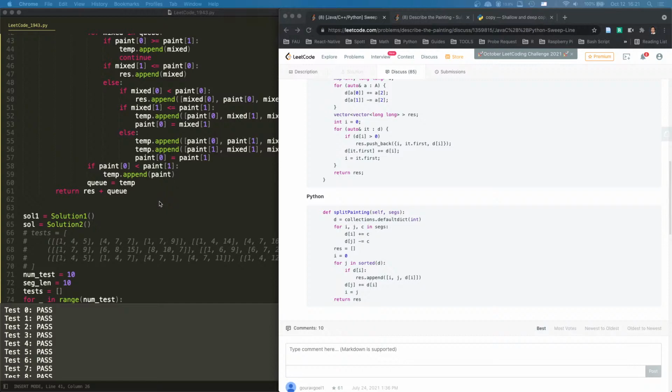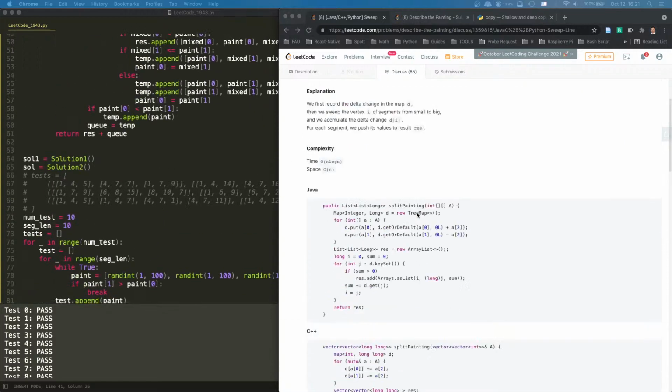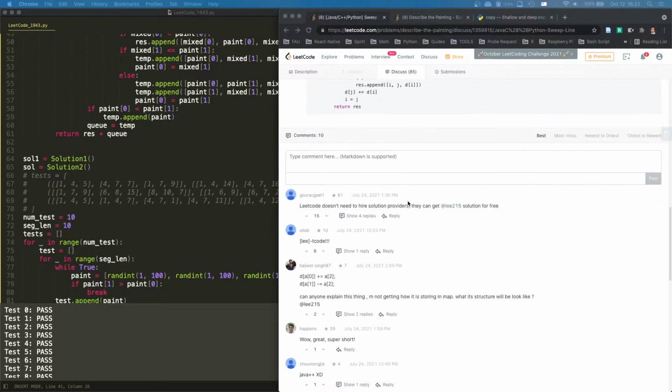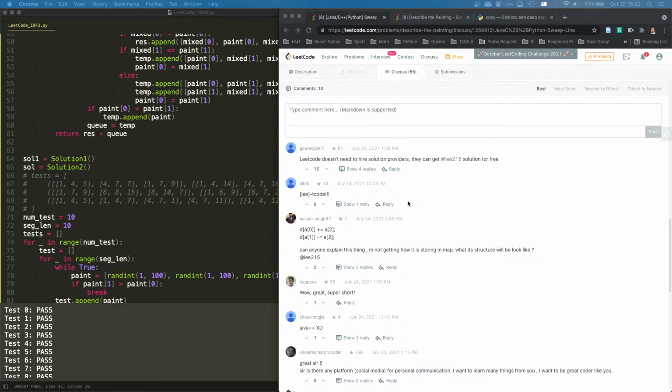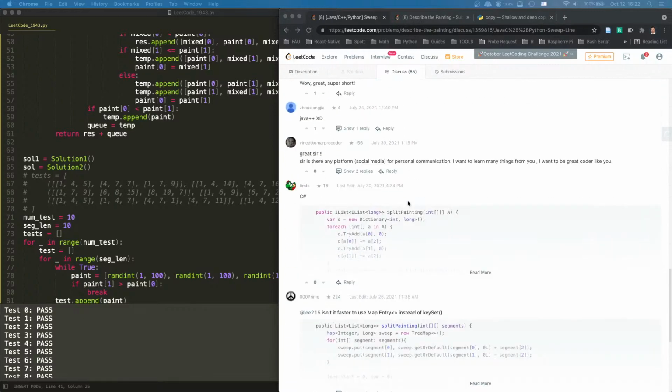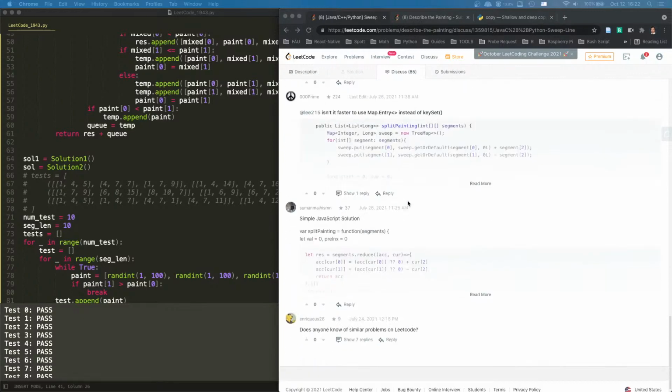What is this? What in the name is this? What? We first record the delta change in the map. Okay, I get it, it was a delta change. Then we sweep the vertex i of segments from small to big, and we accumulate the delta change. And for each segment, we push its value. What is this method called? What is this thing?